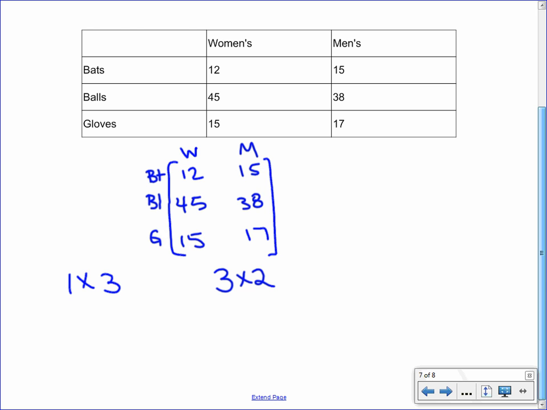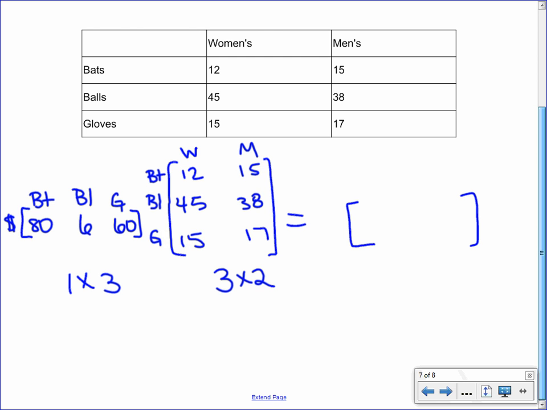Okay. So we have bats cost $80. Balls cost... Oh, and they match up with each other. That's so clever. Noah, light bulb just went on. These match with these. Oh my gosh. Okay. So when we multiply, we're gonna get a 1 by 2 matrix with money for each team. Funny how math works.